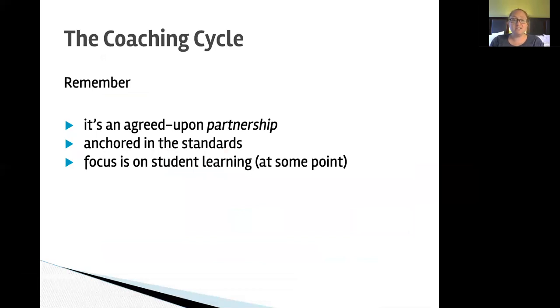Okay, so for that coaching cycle, remember, it is an agreed upon partnership. This is not you driving the bus, you're driving it together. You can bring a lot of resources and influence to the table, but it has to come from you and that teacher that you're coaching.